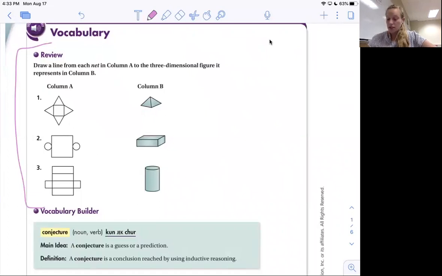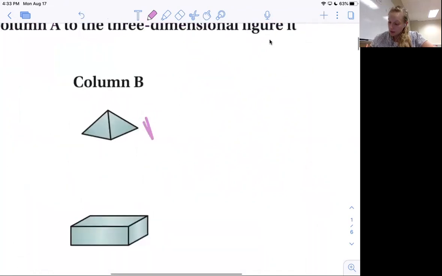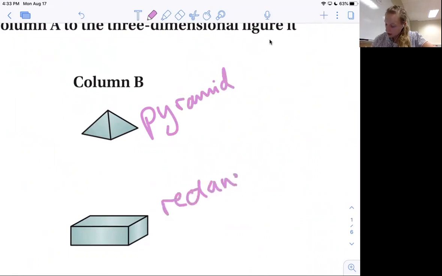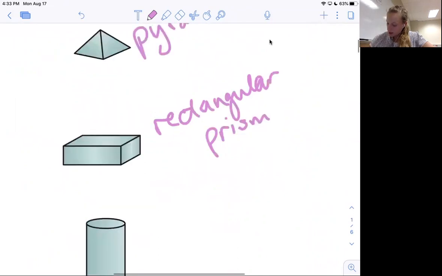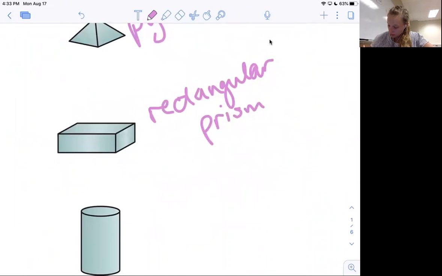Okay, which does the first net go to in column B? Does it go to the first one, the pyramid? Does it go to the second one, the rectangular prism? Or does it go to the last one, the cylinder?